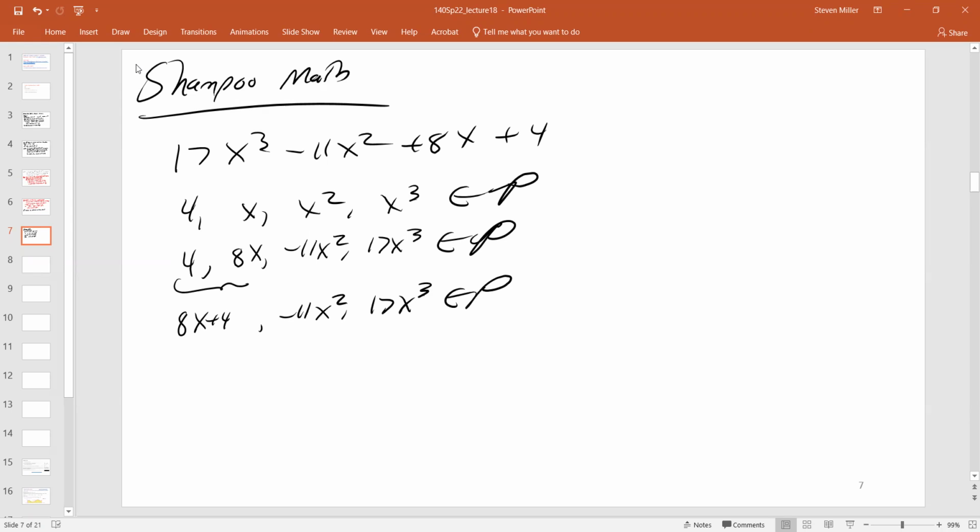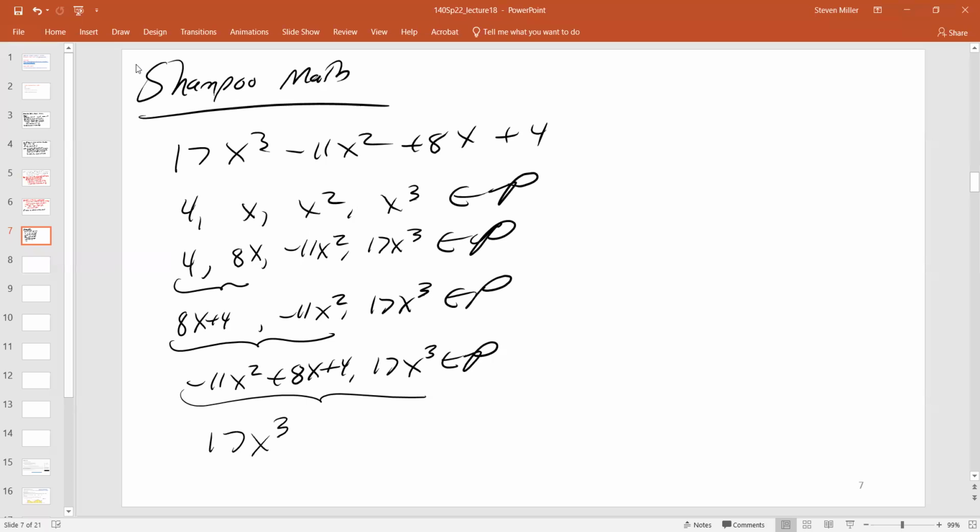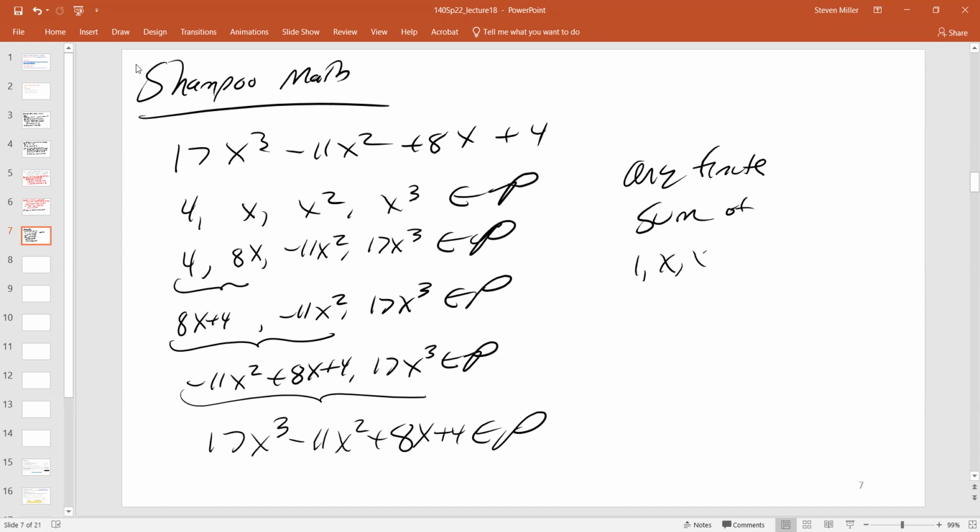Well, now we know 8x plus 4, negative 11x squared, 17x cubed are in P. I can just add the 8x and 4. Then I can add in the negative 11x squared and get negative 11x squared plus 8x plus 4, and 17x cubed is in P. And then, once more into the breach, 17x cubed minus 11x squared plus 8x plus 4 is in P. So any finite sum of 1, x, x squared is in P. So we've now proved the product rule for any finite sum.